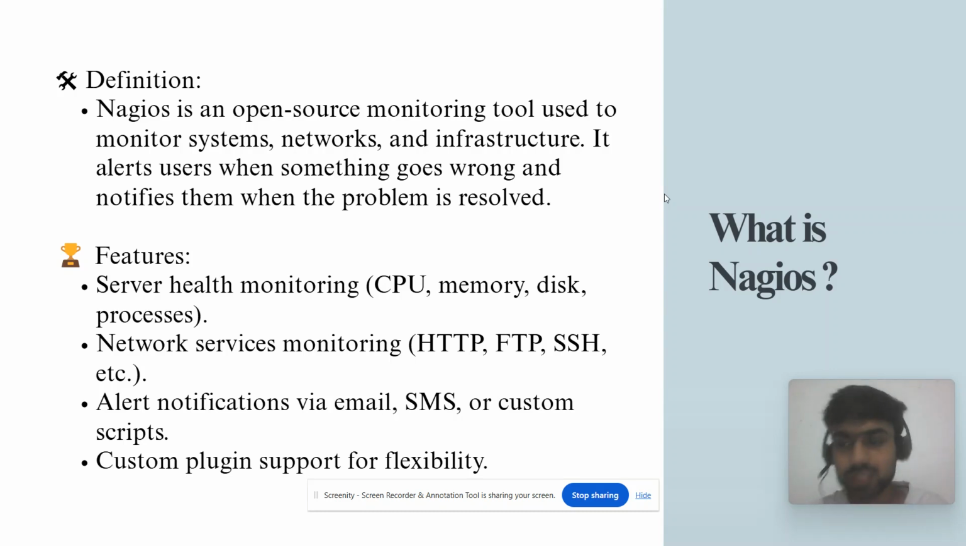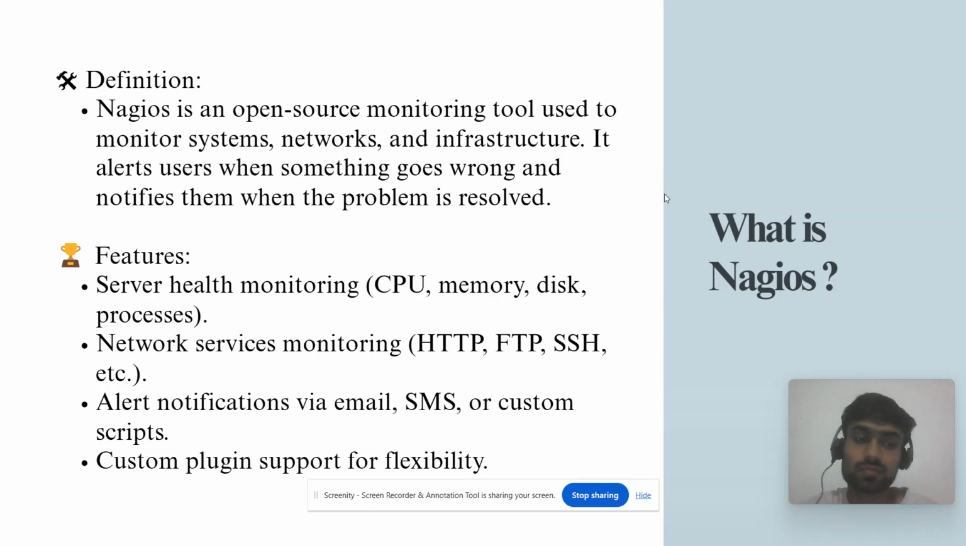Nagios is an open source tool which is used to monitor systems, services, and infrastructure. It works by running checks on hosts and services, then logging the results and sending notifications when things go wrong. So this is how Nagios works.